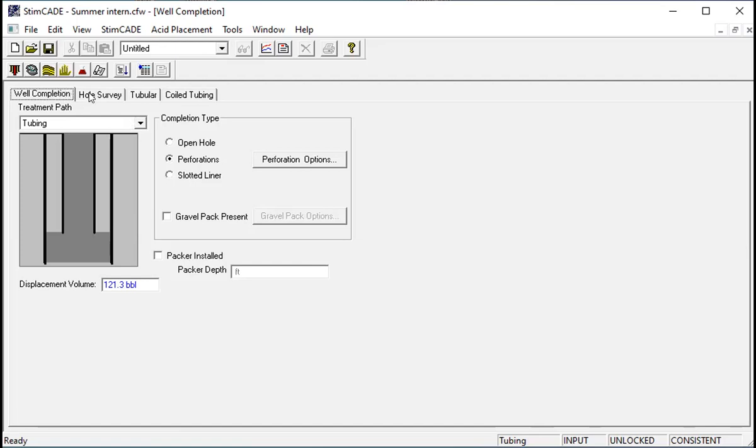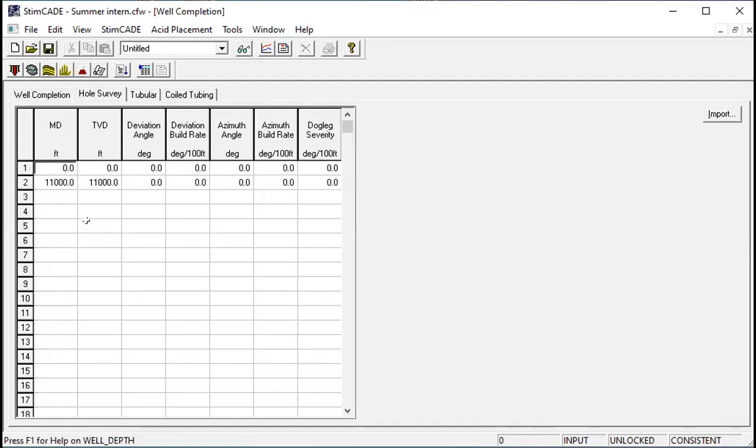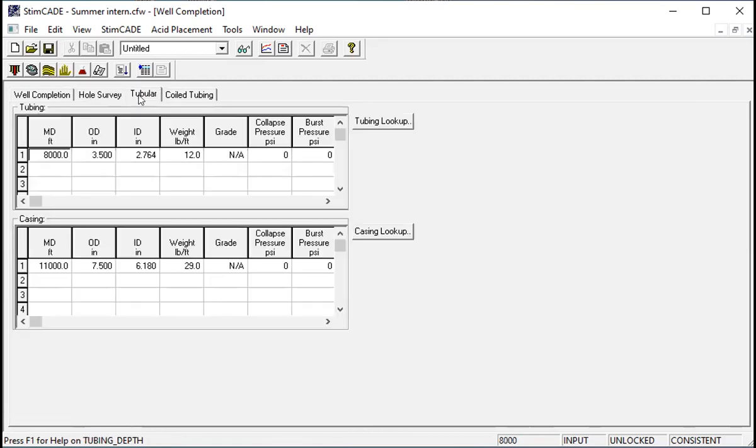So the first is our hole survey. The entire drill hole will end at 11,000 feet. If the well is deviated, you can include all of these parameters for a deviated well. Then for tubular, we have our tubing. Then we have our casing. Our tubing will end at 8,000 feet.